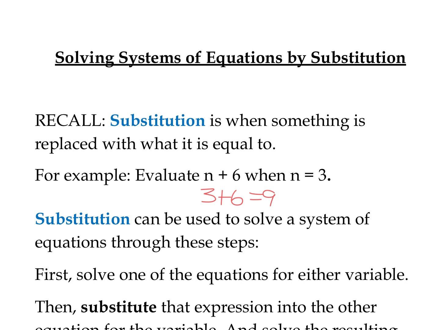We can evaluate by replacing something with what it's equal to, whatever n was equal to. If n was equal to 5, we replace the n with a 5. If n was equal to y, we could replace the n with a y. We can replace whatever it's equal to. And we can use that to solve a system of equations. So how do we do that?